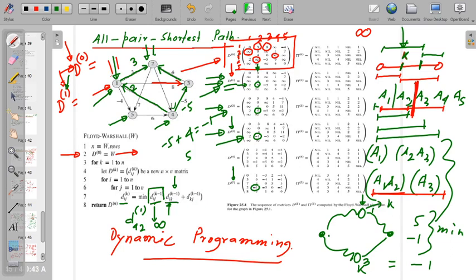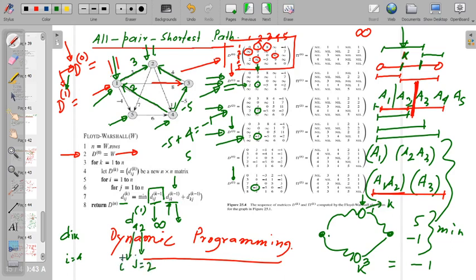So D1 to k, what was that? Can you tell me? D1k, that means this is Dik. So what is I here? Say I is 4 and j is 2. So this is our j. J is 2, I is 4.